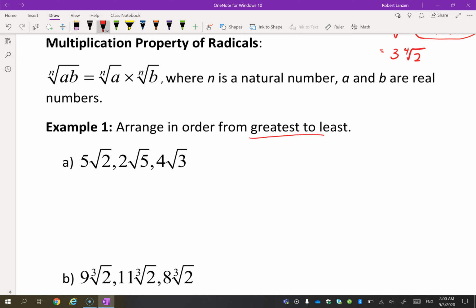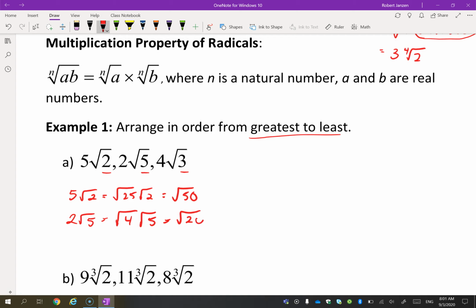It says arrange them from greatest to least, and you can see here that these are not the same radical. So what I'm going to do is change these to entire radicals, and then I will be able to see. I know that 5 root 2 is the same as root 25 times root 2, which is root 50. 2 root 5 is the same as root 4 times root 5, which is root 20. And 4 root 3 is the same as root 16 times root 3, because root 16 is what 4 was before I took it out of the root. And then this is root 48.